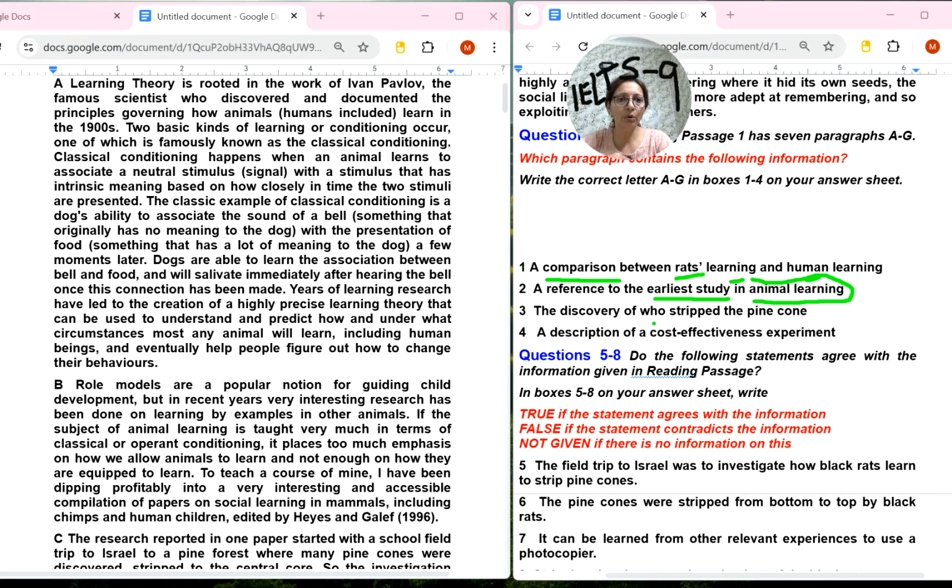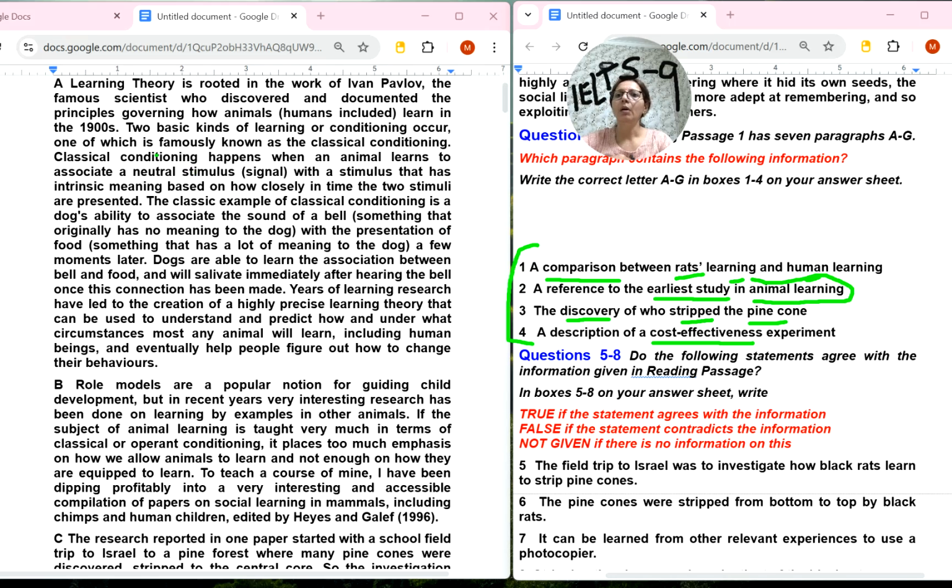Third, the discovery of who striped the pine cone. Some discovery will be there. It is not necessary that you get the same word, but pine cone will be the same and the striped word will be the same. Fourth, a description of a cost effective experiment. Now this is easier to find. Cost effective means some economical experiment or study, maybe less money involved in an experiment, and some description will be there.